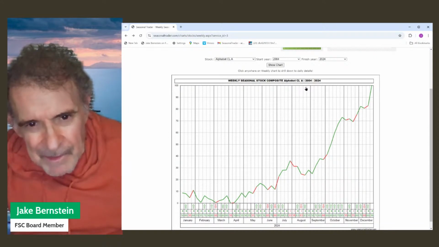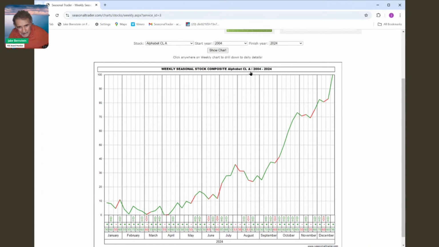We have taken, mathematically, every year from 2004 to 2024 of Alphabet stock and made the high of each year 100, made the low of each year 0. We've normalized the price. We've removed the actual trend for that year. We've taken all of those years and we've added them together, and we come up with the seasonal chart. The seasonal chart is a very powerful tool because it tells you week by week what has happened.